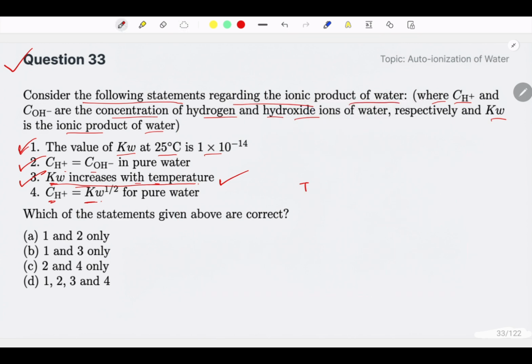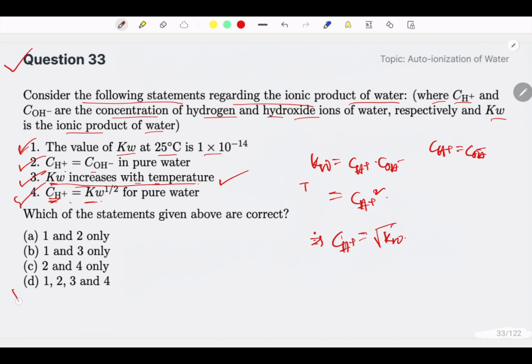In this problem, we already know that Kw is the concentration of H plus and the concentration of OH minus. For pure water, the concentration of H plus equals the concentration of OH minus, so this is H plus whole square. Now this C of H plus is equal to root over Kw. That is also a correct option. So the correct option will be D.